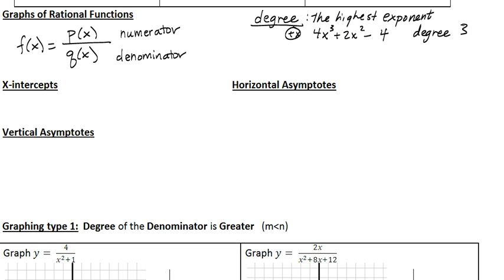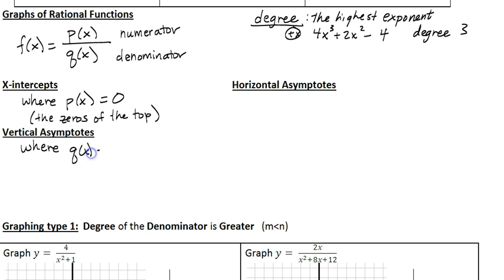Alright, so here's some information for you, and we'll use the degree in just a little bit in case you're wondering why I did it. Alright, x-intercepts. The x-intercepts are where the numerator, or I'm going to say p of x from our formula, is equal to 0. So basically we're going to find the zeros or the solutions of the top part of the fraction for the x-intercepts. So where the p of x or the top is equal to 0. Vertical asymptotes happen where q of x or the bottom, the denominator, is equal to 0. So basically, and when I say zeros, same thing as solutions. So basically the zeros of the bottom.